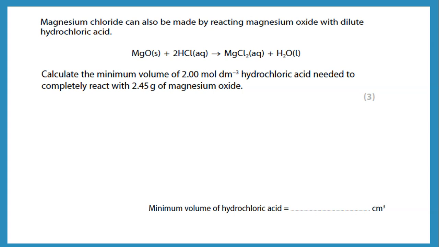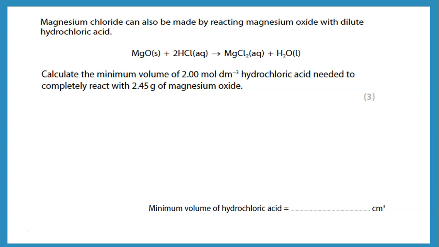Okay, let's take a look at this question. Magnesium chloride can also be made by reacting magnesium oxide with dilute hydrochloric acid. Calculate the minimum volume of hydrochloric acid needed to completely react with 2.45 grams of magnesium oxide. So we are given information about magnesium oxide and we're asked about hydrochloric acid.